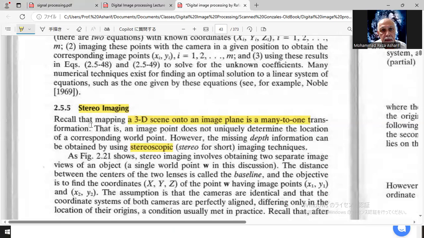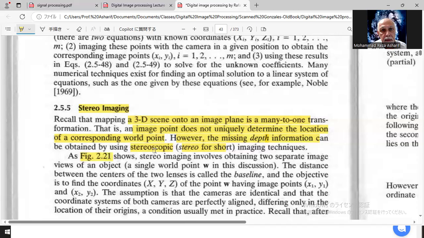Recall that the mapping of the 3D scene onto an image plane is a many-to-one mapping. Many points are mapped to only one point of the screen. This image point does not uniquely determine the location of the corresponding world point. So with only one point, we cannot find the missing depth information. This is where stereoscopy, shortly stereo imaging, comes in.